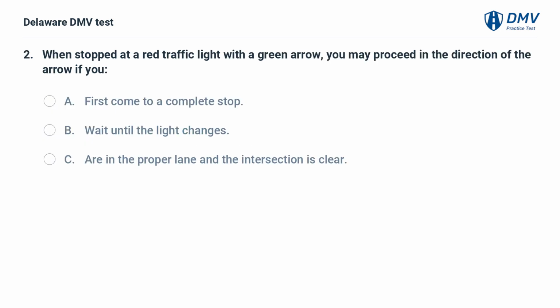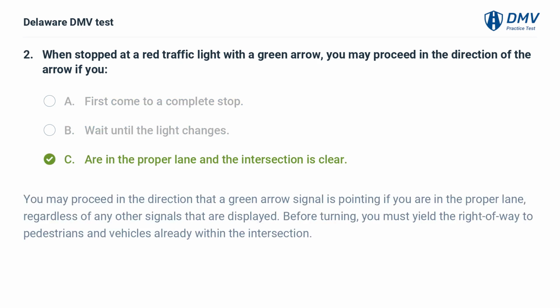When stopped at a red traffic light with a green arrow, you may proceed in the direction of the arrow if you A. First come to a complete stop. B. Wait until the light changes. C. Are in the proper lane and the intersection is clear.